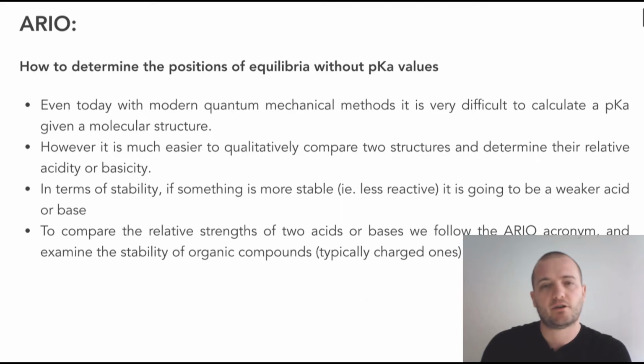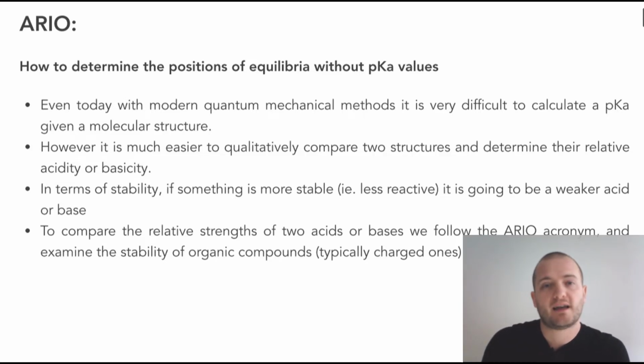Using pKa values to predict which side of an acid-base reaction will be favored works all the time. But finding those pKa values can sometimes be tricky. If they're not tabulated, you might need to do some kind of complicated calculation to find them or do an experiment. And it'd be a lot easier if we could just look at a molecule and predict whether it's going to be more acidic or more basic than another molecule.